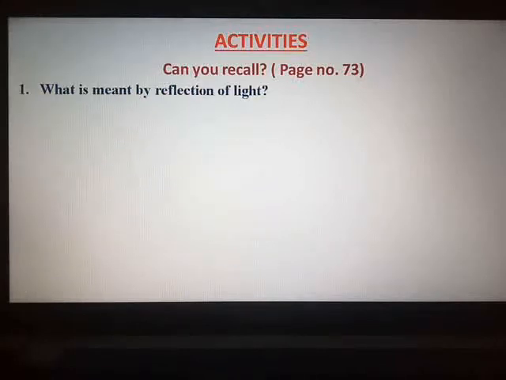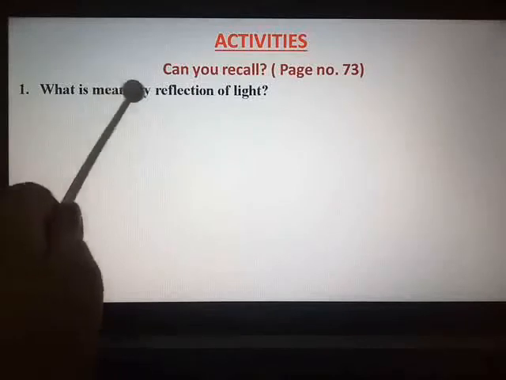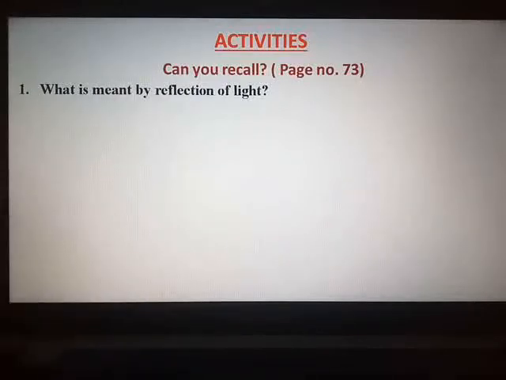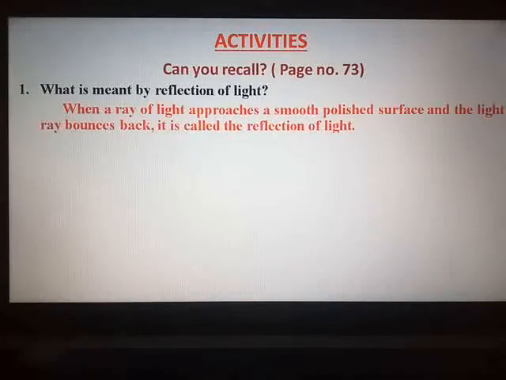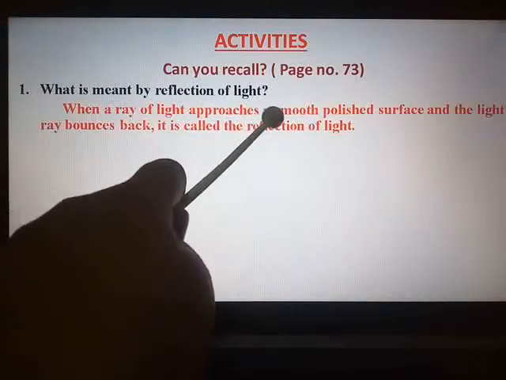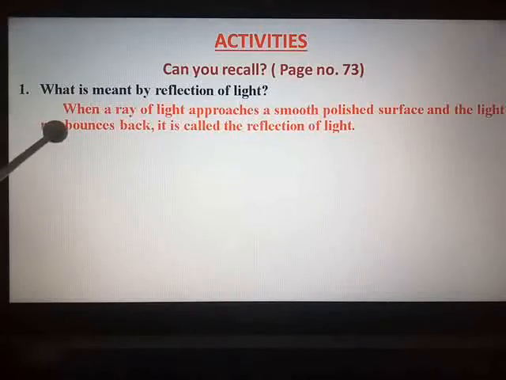The first question is very simple, which you have learned from your lower standards. What is meant by reflection of light? A small definition of reflection of light, whichever you think relevant, whichever is easy for you, you can write. You can refer to the lower standard textbooks. I have obtained this definition from the internet. You can obtain it from anywhere. When a ray of light approaches a smooth polished surface and the light ray bounces back, it is called reflection of light. Very simple definition you have to write.